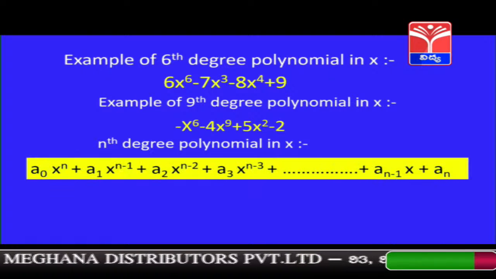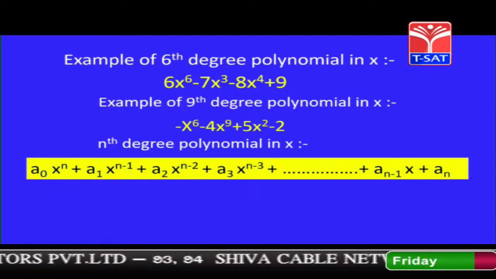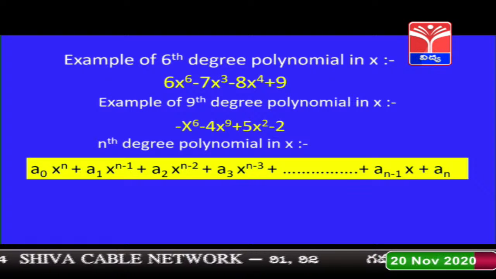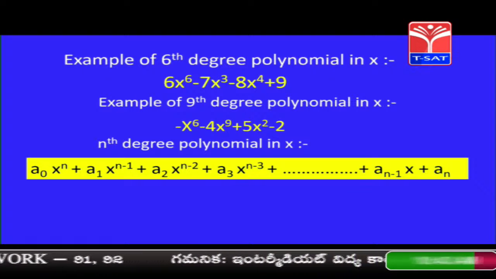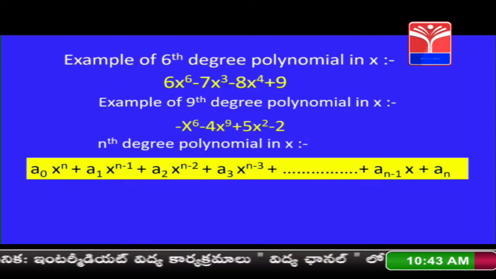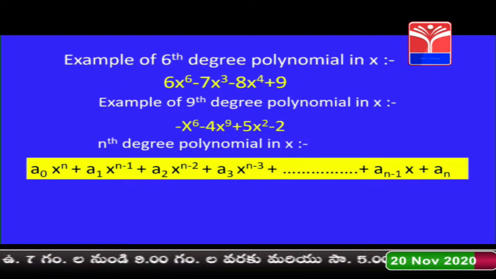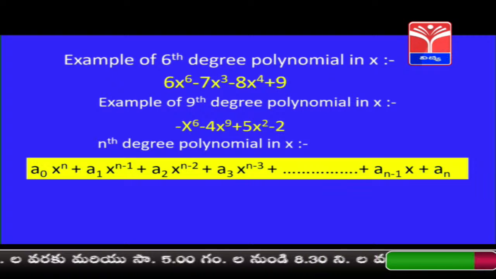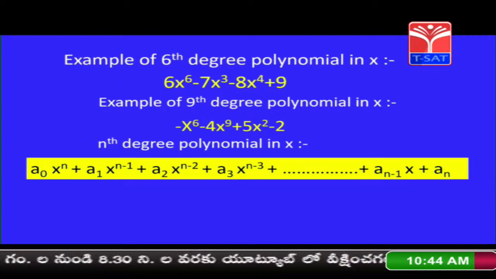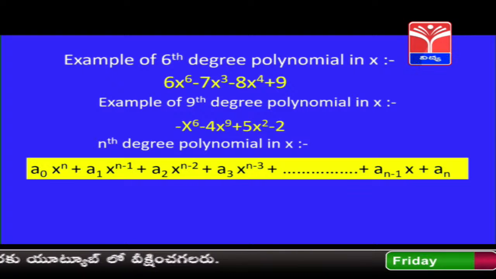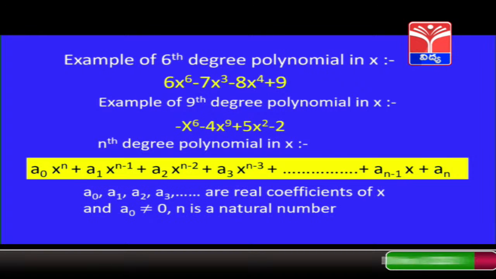So, here I have taken the coefficients as a0, a1, a2 up to an minus 1 and an. a0 x to the power of n plus a1 x to the power of n minus 1. All possible terms, if we write, this is the general polynomial of x. Okay. Here a0, a1, a2 are any real coefficients. We can take any real number. With the help of this, we can write any polynomial.